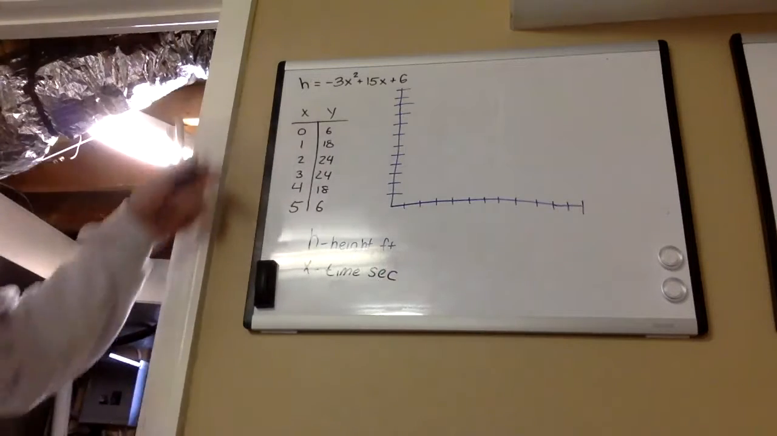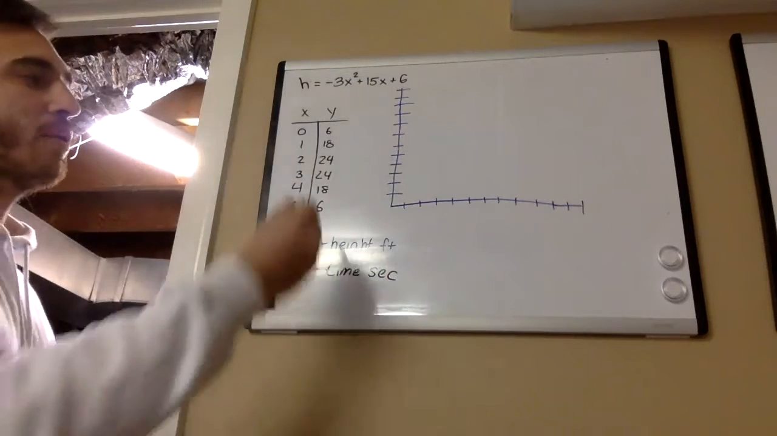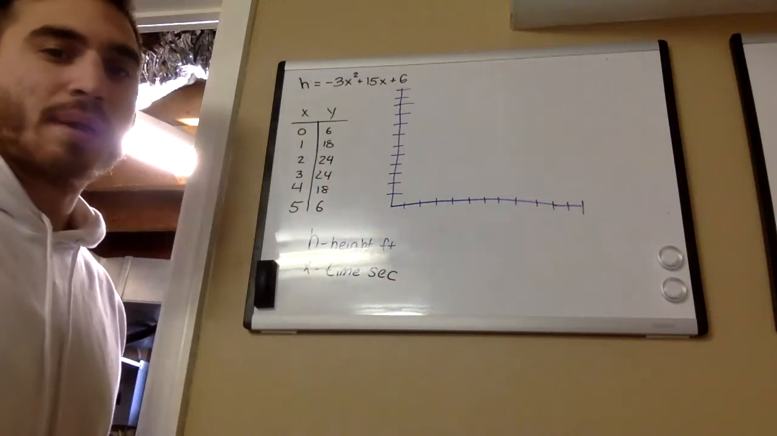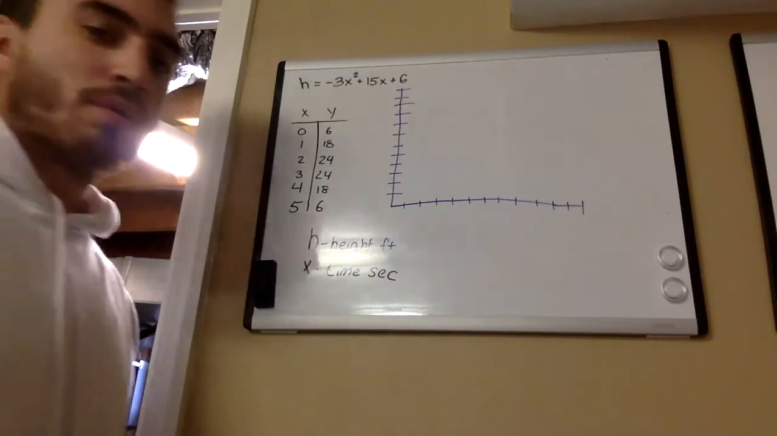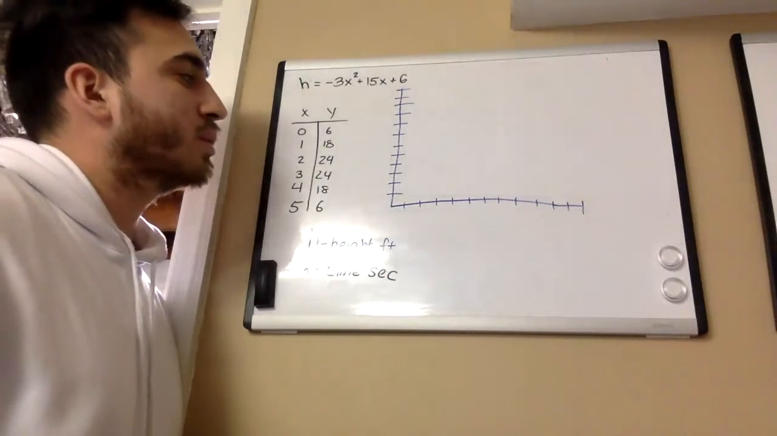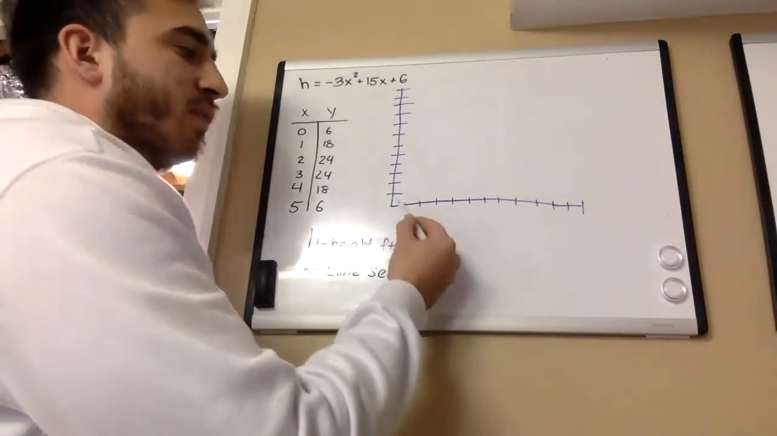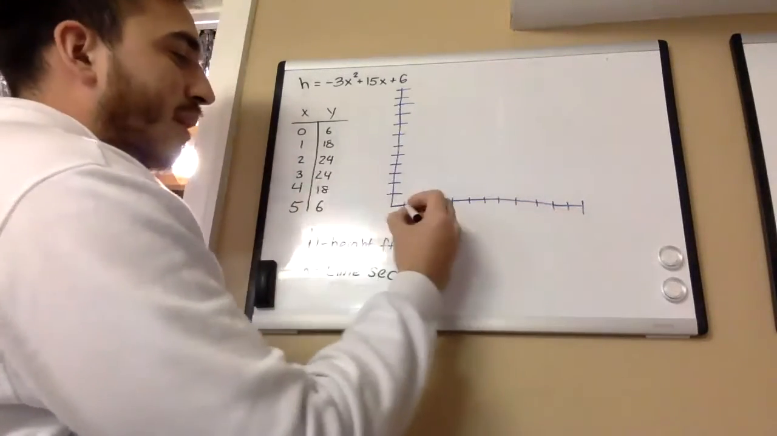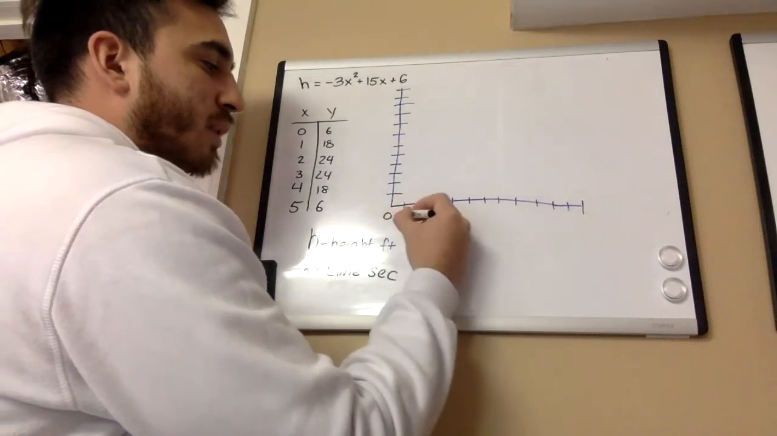So if you look here at my table, I only care about the positive x values because I only care about positive time. I don't care about negative time. So what we are going to do is start graphing. However, if you notice, if I count by ones on my x, that will work because I only need to go up to 5. So 0.